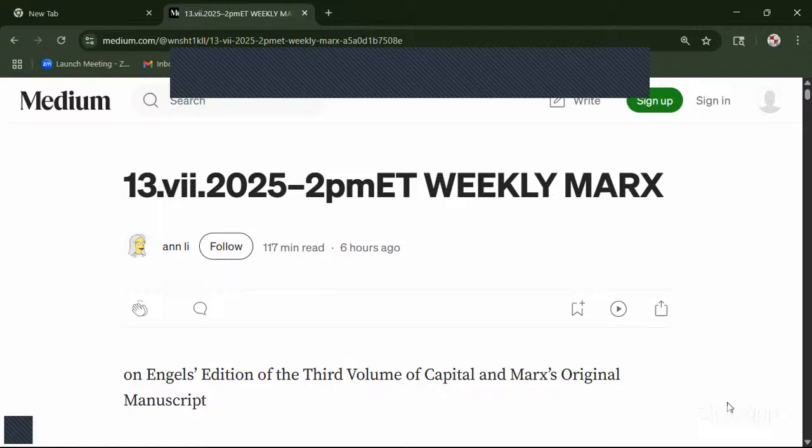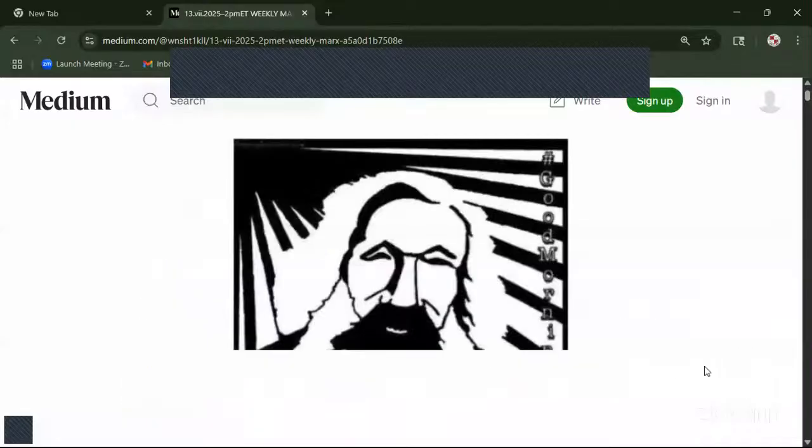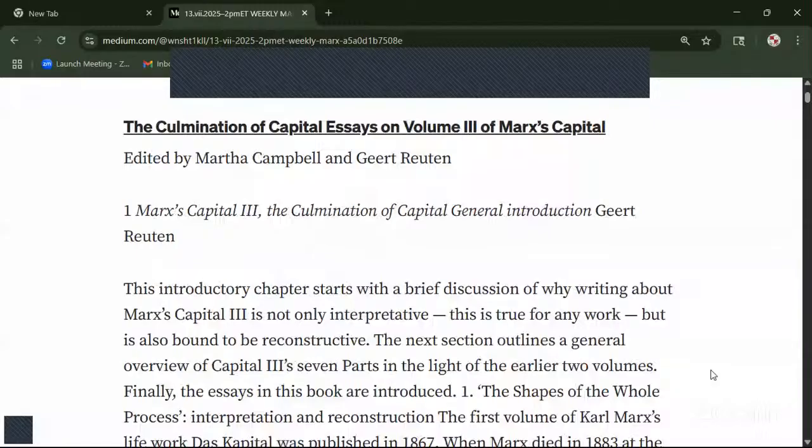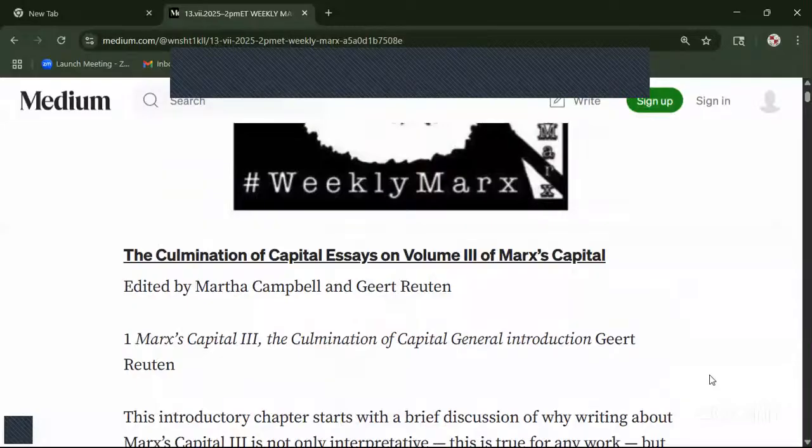The theory, perhaps more coherently in this version. This is from a text, The Culmination of Capital: Essays on Volume 3 of Marx's Capital, edited by Martha Campbell and Geert Reuten. And this is from the introduction, Marx's Capital 3, the culmination of Capital, General Introduction by Geert Reuten.